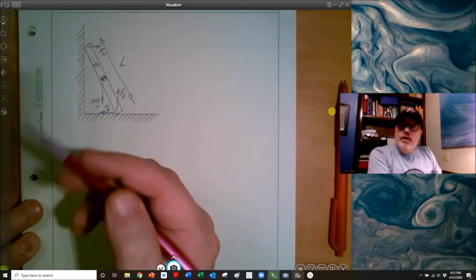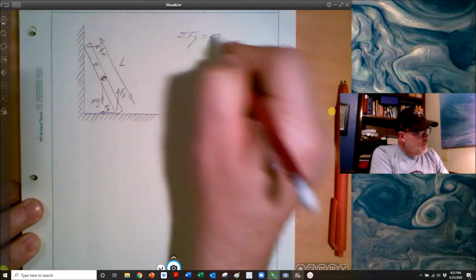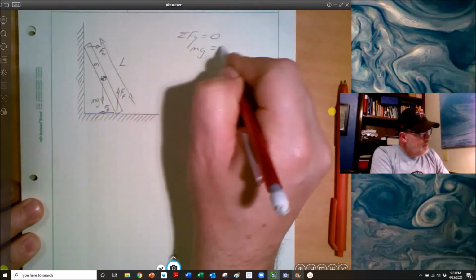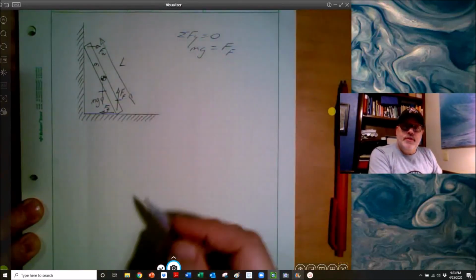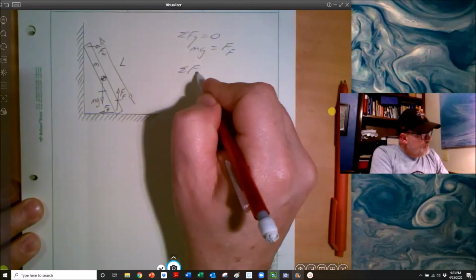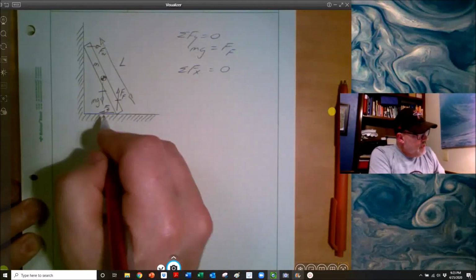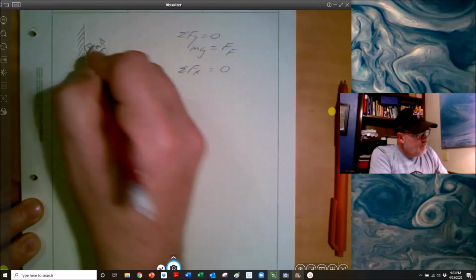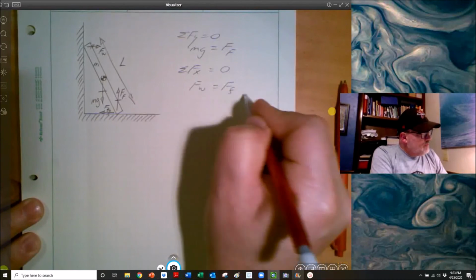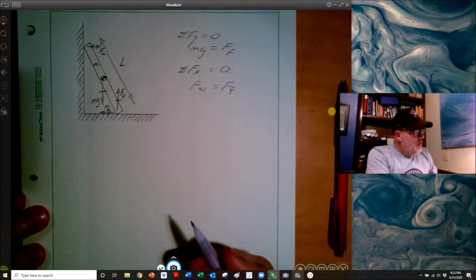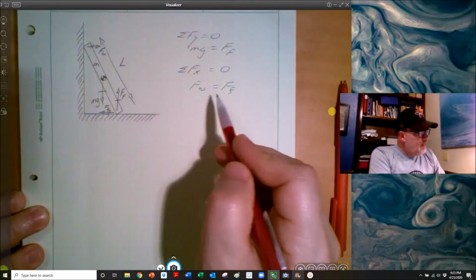All right. Well, first of all, this is static, so the sum of the forces in the y have to equal 0. Therefore, mg must equal force from the floor. This one equals this one. And then the sum of the forces in the x have to equal 0. So that means, hey, this one has to equal this one. The force from the wall has to equal the force friction from the floor. Can I tell the relative size between this pair and this pair?